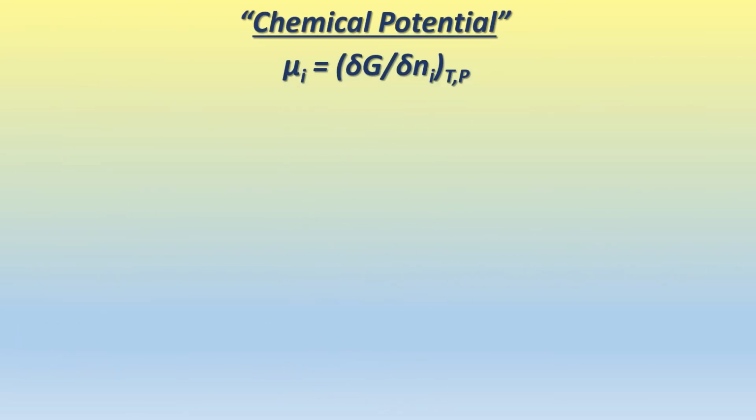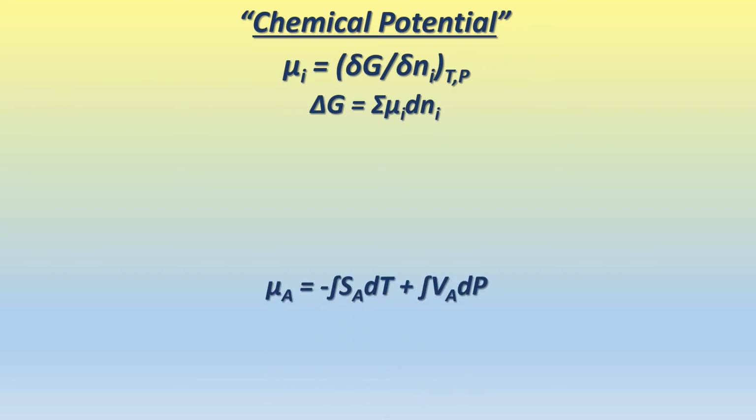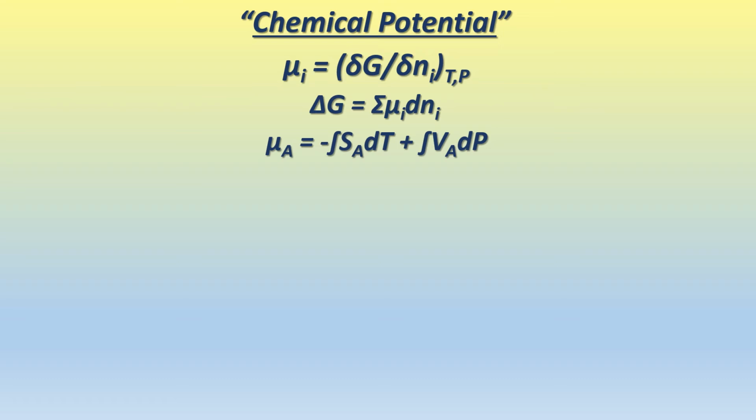For other examples, we delve back into the chemical potential, which, if you recall, the potential mu of i is the effect that changing the moles of i has on the total free energy of the system at a constant temperature and pressure. In other words, the Gibbs free energy is just the sum of the individual potentials of all the components. Since the potential is related to the Gibbs free energy, the chemical potential of some component A is going to be minus S of A dT plus V of A dP.